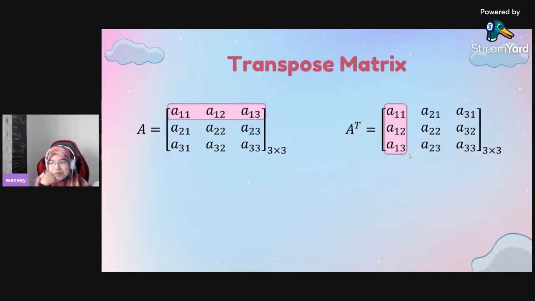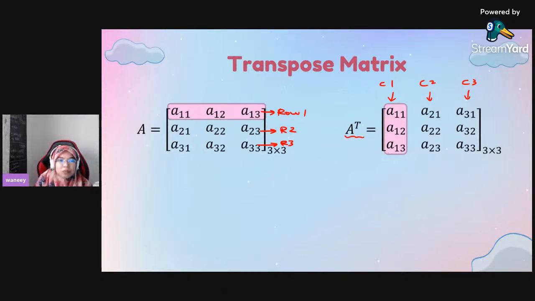Column and row change place, correct? We are going to change from row to become column. Okay, so for example, over here, this is row 1. Suddenly, row 1 will be changed to column 1. This one is row 2. This one is row 3. And they become column 2 and column 3. So that is what we mean by transpose. So transpose, you're going to change from row to column.